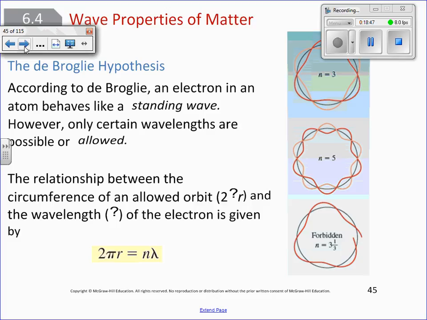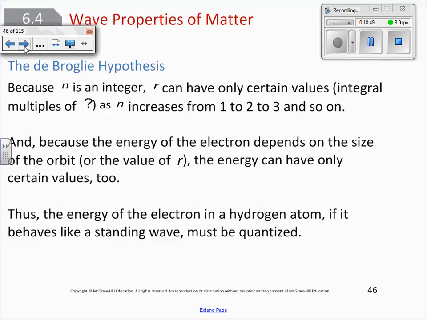And because only certain values of n are allowed, then only certain values of the size of the orbit are allowed, because n times the wavelength is equal to 2 pi r. So n can only be 1, 2, 3, and 4. You can only have certain values for 2 pi r. So it must be quantized. So the orbits have to be certain levels. You can't have anything in between.